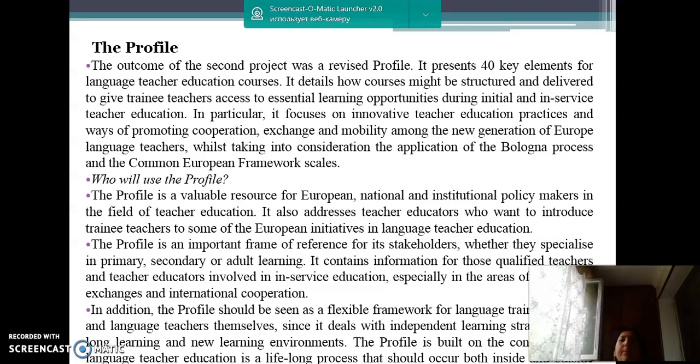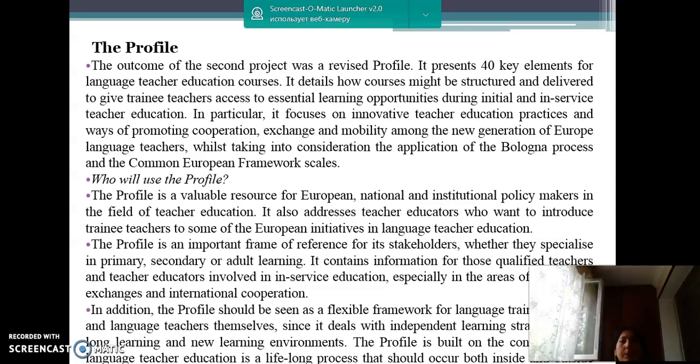We will take into consideration the application of the Bologna process and the Common European Framework scales. Who will use the profile? The profile is a valuable resource for European national institutional policy makers in the field of teacher education. It also addresses teacher educators who want to introduce trainee teachers to some of the European initiatives in language teacher education. The profile is an important frame of reference for its stakeholders, whether they specialize in primary, secondary, or adult learning.